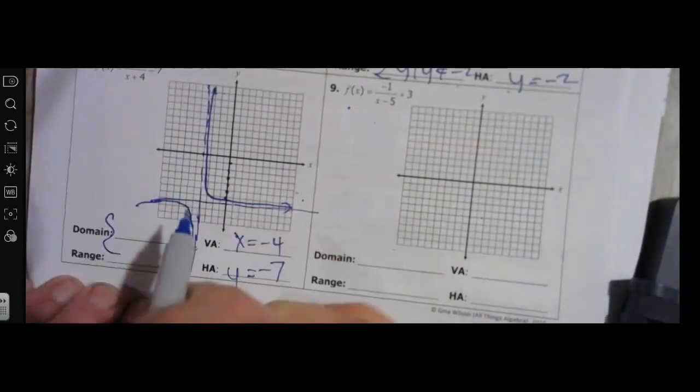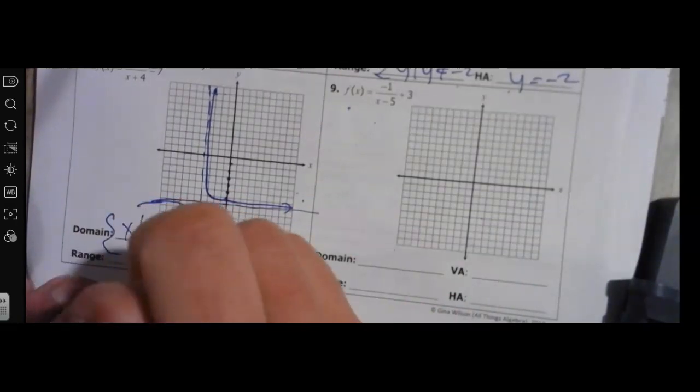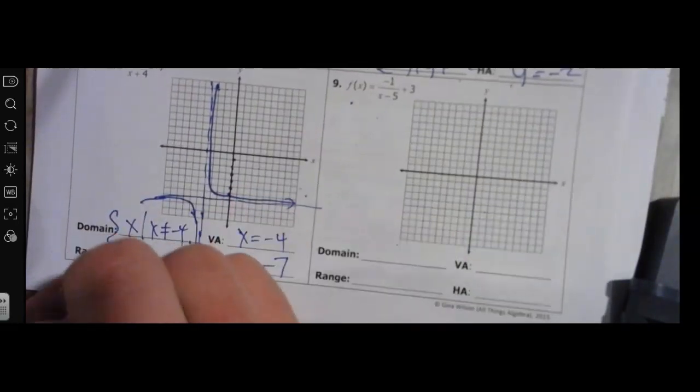And our domain could be x could be anything except negative 4. And our range y such that y cannot equal negative 7 for obvious reasons.